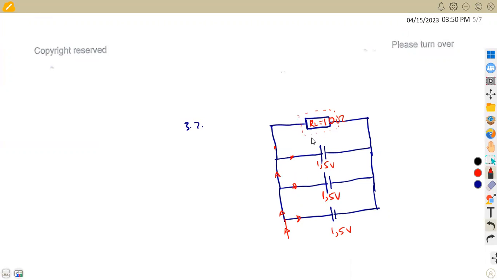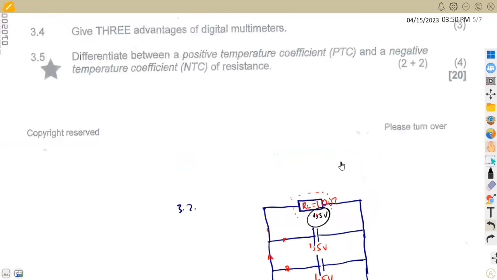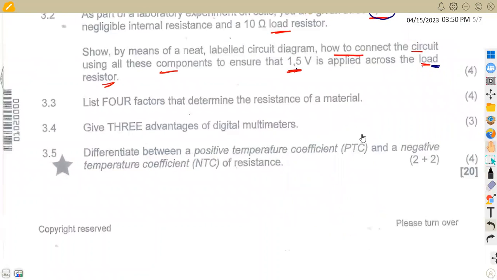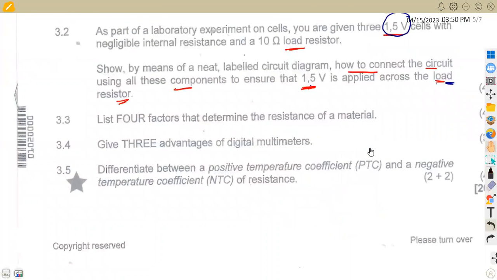So that is the only way for us to measure 1.5 volts across the load resistor here. That's the only way that we could have done it, to connect in parallel. All right, list the 4 factors that determine the resistance of a material.